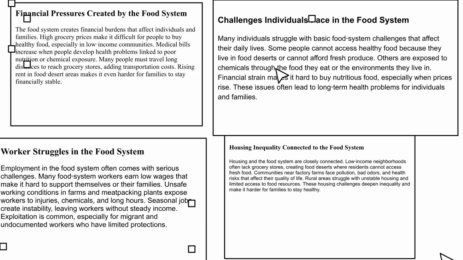Individuals experience the food system through daily challenges like food access, chemical exposure, financial strain, and long-term health problems. These personal struggles show how our well-being is tied to the larger food system and the policies that shape it.